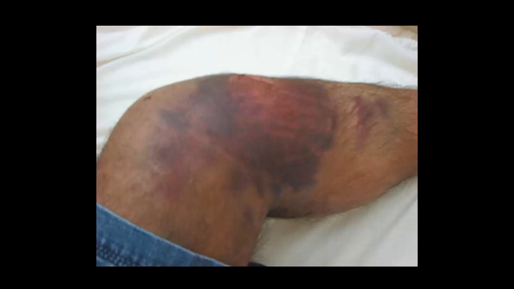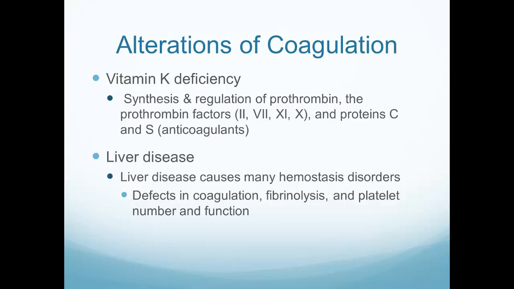This is a patient showing a severe bruise as a result of having a low platelet count, and you can just see that even just bumping into something causes a lot of bleeding underneath the skin, severe bruising, because the patient's got an inadequate amount of functioning platelets that are able to clot off that area.